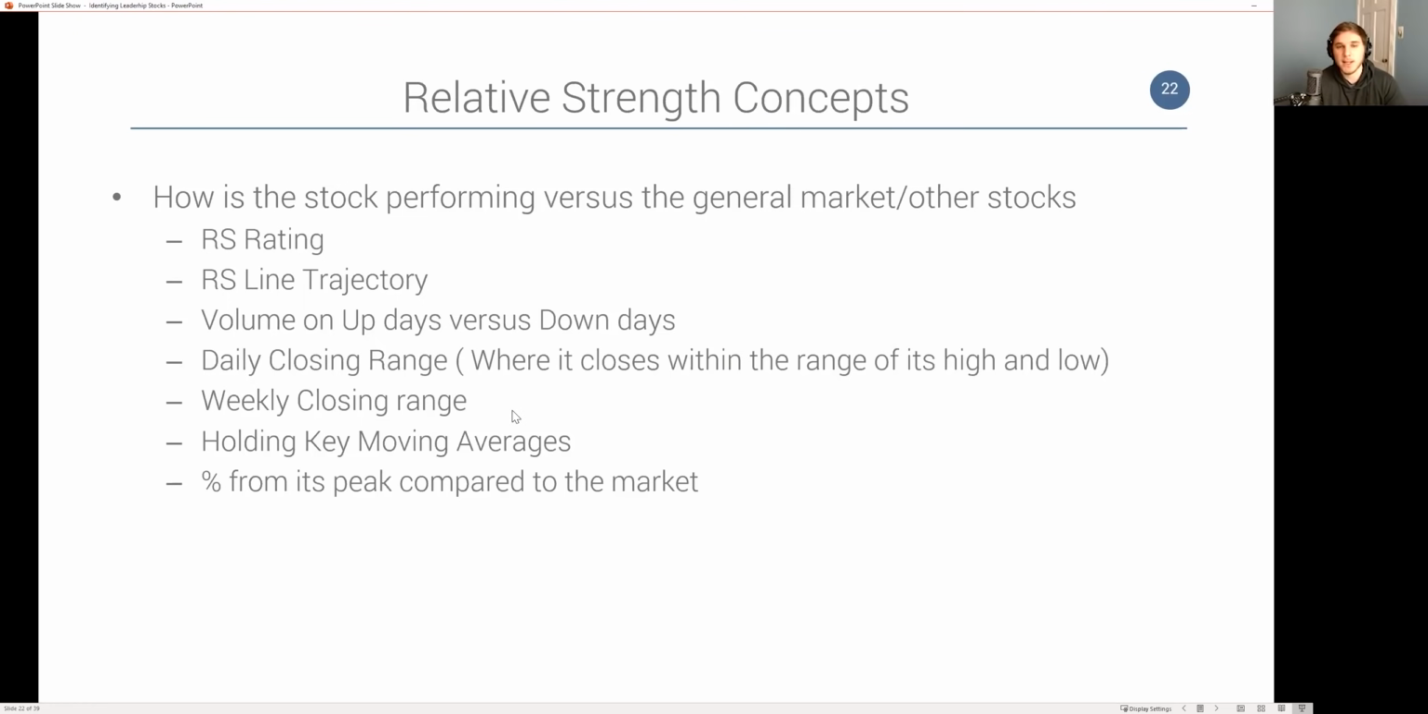you want to see stocks have at least a 40% closing range. That's a sign of accumulation. You want to see it finishing off the lows of the week, and you also want to see it holding key moving averages. Ideally, the percentage from its peak will be less than the market's. So if the overall market drops 35%, a stock that only drops 15% peak to trough is exhibiting relative strength.